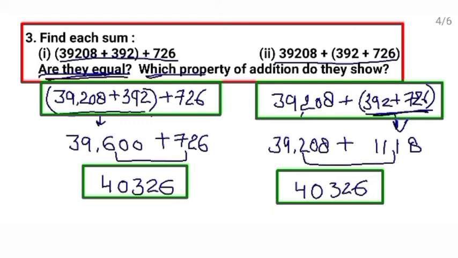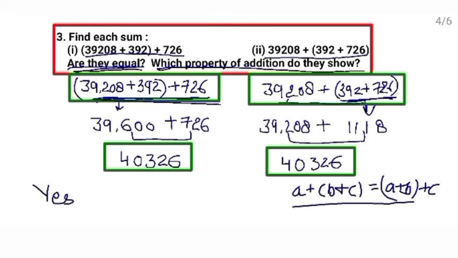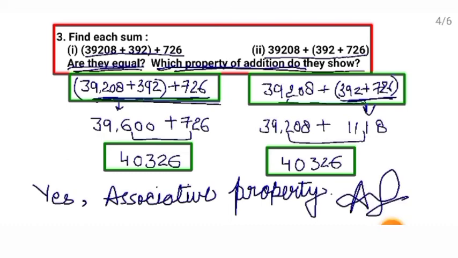Next they asked, which property of addition do they show? Which property is this? When we add three numbers and we group them differently, like a plus b plus c is equal to a plus b plus c, this is the associative property. Clear? So firstly they asked, are they equal? Yes, they are equal. Second they asked, which property of addition do they show? Associative property. This is your answer.